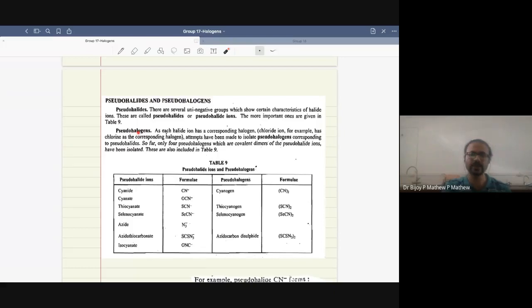I hope you understood this particular topic on pseudo halides and pseudo halogens, and you also understood the various comparisons that I discussed here. If you have any doubts regarding this, you can ask me. Did you all understand what I just now taught about pseudo halogens?